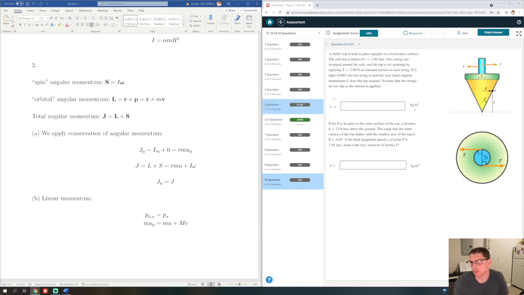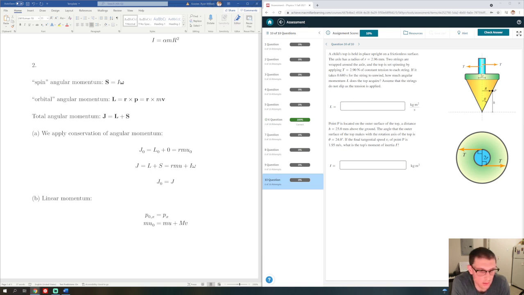This awful thing. This actually looks a lot worse than it is, I think. Let's see what we got here. A child's top is held in place upright on a frictionless surface. The axle has a radius of whatever. Two strings are wrapped around the axle. The top is set spinning by applying a constant tension to each string. It takes 0.680 seconds for the string to unwind. How much angular momentum does the top acquire?